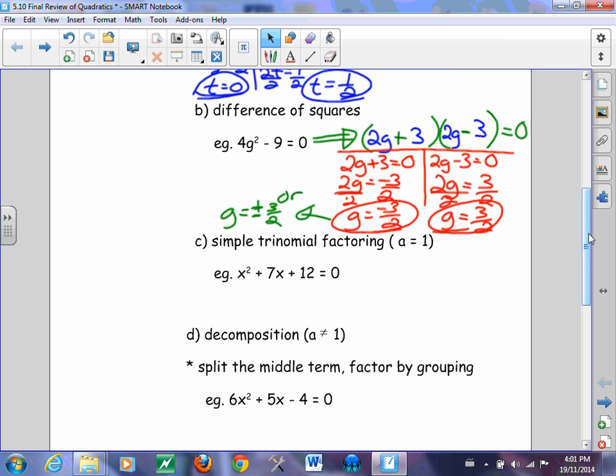Awesome. And that will be true, guys, for any difference of squares. You're going to have a positive and a negative root. All right, trinomial factoring, ladies and gentlemen. That's where you have your product and your sum.